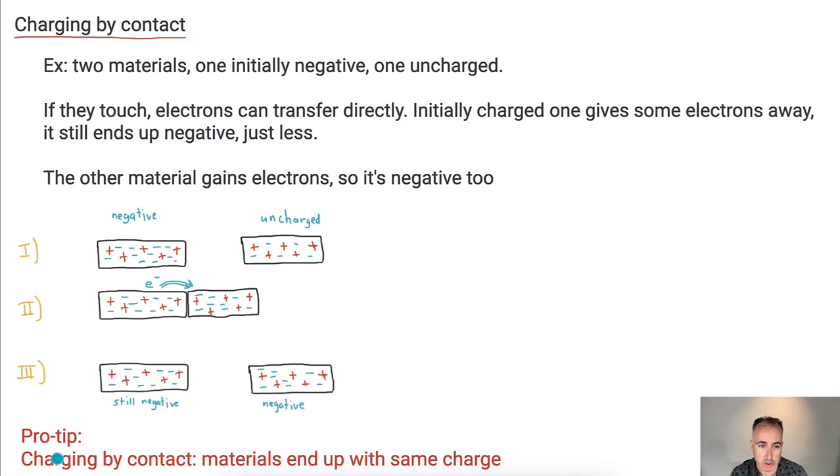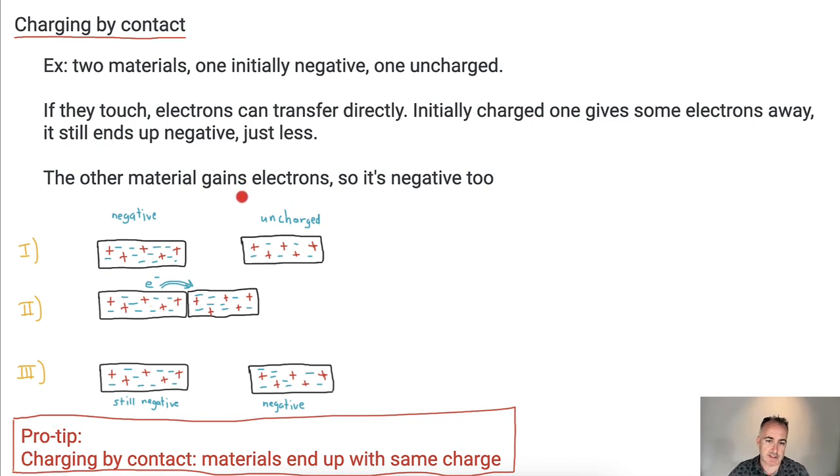So notice, charging by contact, the materials end up with the same charge. So that's interesting, isn't it? With friction, they end up with opposite charge. By contact, they end up with the same charge. Now you might argue, but wait, by friction, aren't you having contact? Well, yes, but friction involves materials that tend to be insulators or things like that, that can still have electrons jump. But if they're conductors, then it's very, very easy. Electrons can easily jump and spread out nicely.